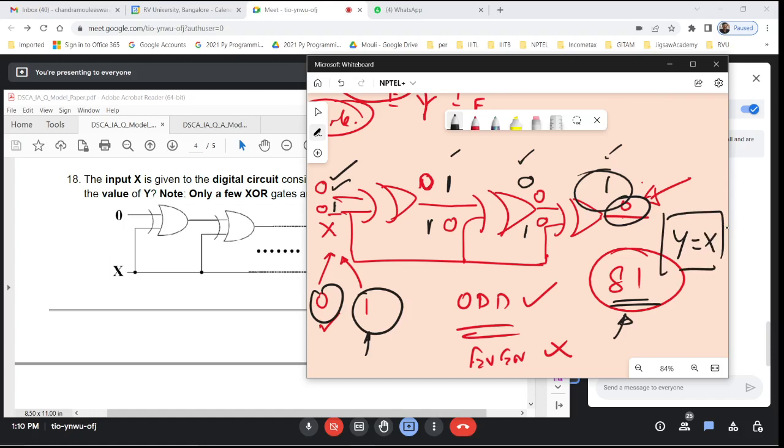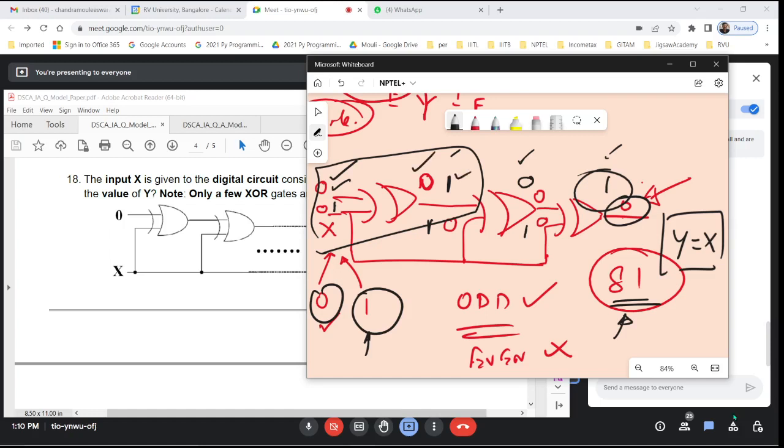I can extrapolate it because 81 happens to be odd. So I need to check whether, if I add 2 more XOR gates, what will happen, or if I have only one XOR gate. It will also be similar to whatever value of x is. If x is 0, I get a 0. If x is 1, I get a 1.